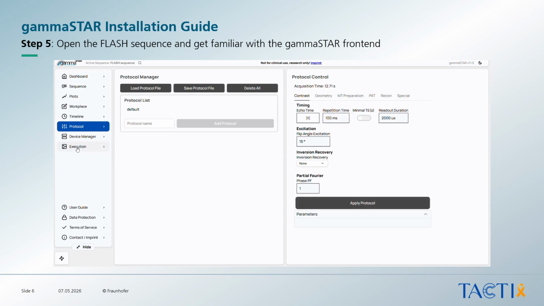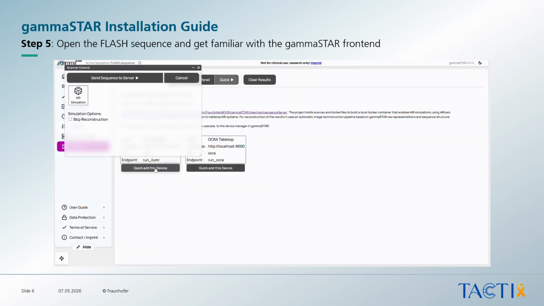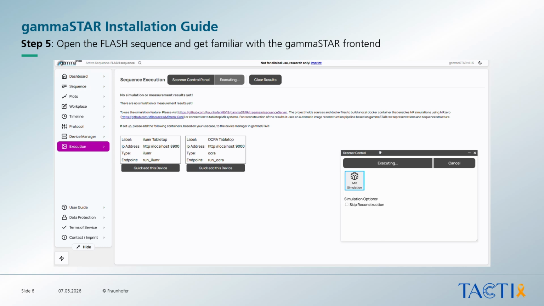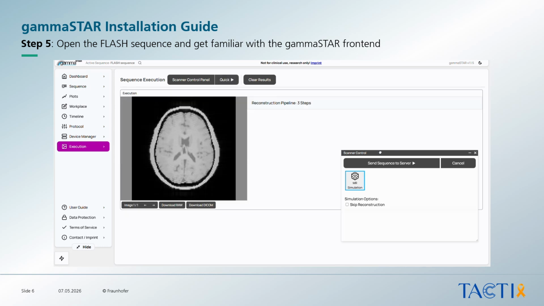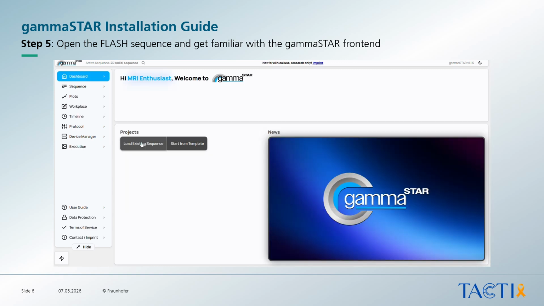On the Execution tab, you can click on the Quick Add device for the simulation part and then send the sequence to the reconstruction server. You will see a simulated and reconstructed image, and you can scroll through the various reconstruction steps which were applied for this sequence.